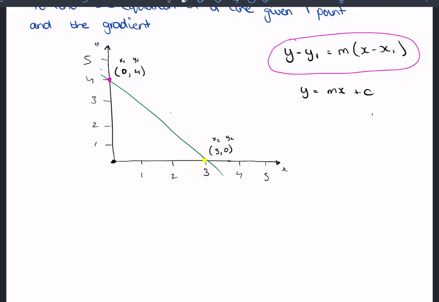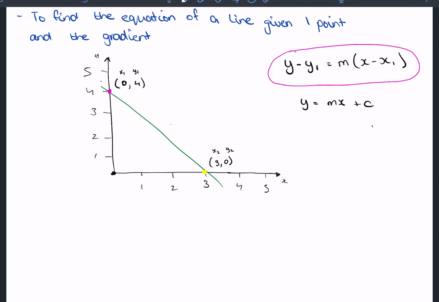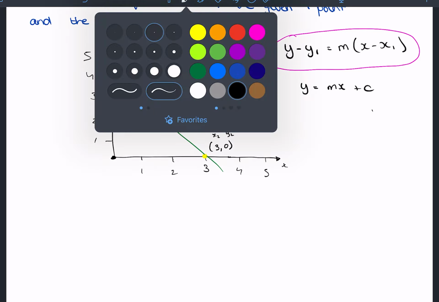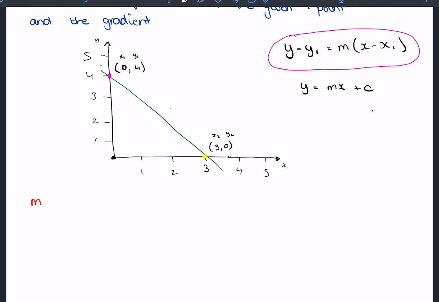All right. So yes, first we're going to calculate m. We're going to calculate our gradient. So let's change this to red. M, our gradient, is equal to, remember the formula, and remember, if you guys don't understand some of the concepts, please feel free to watch the previous videos. There's actually a playlist you guys can check out. So the formula, rise over run, y2 minus y1 over x2 minus x1.